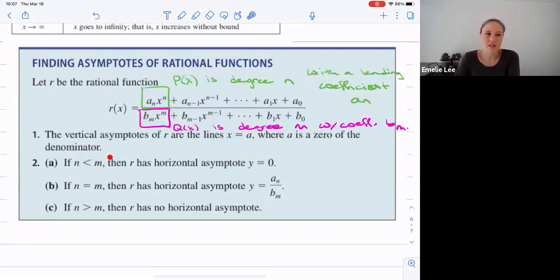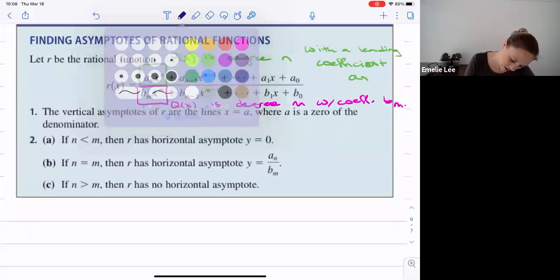The first part here says that the vertical asymptotes are at the lines x equals a, where a is a zero of the denominator. Now, how we have been approaching this is when I ask you to find the domain, you're looking for values where you're not dividing by 0. On the flip side, those values where you would be dividing by 0 make vertical asymptotes, because our function can't happen there, and there might be some weird behavior shooting off to infinity or negative infinity.